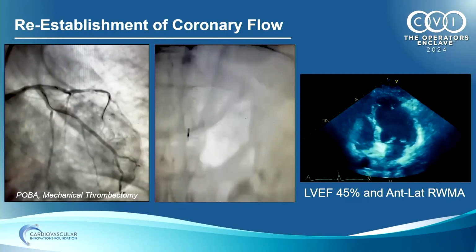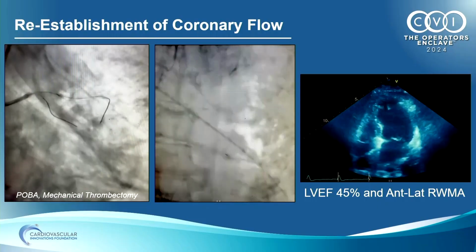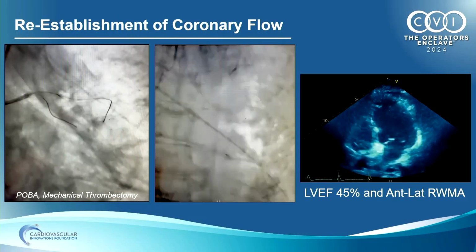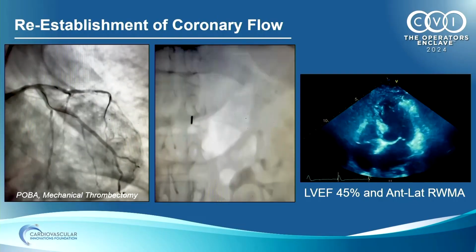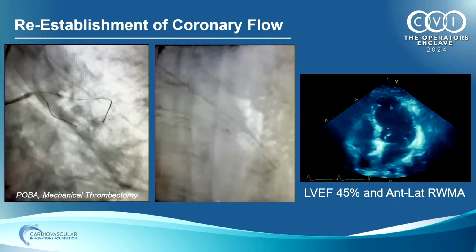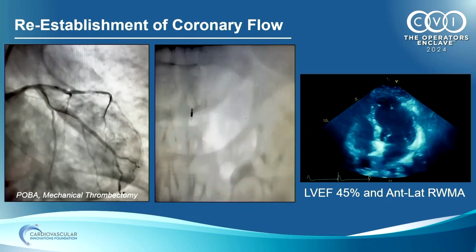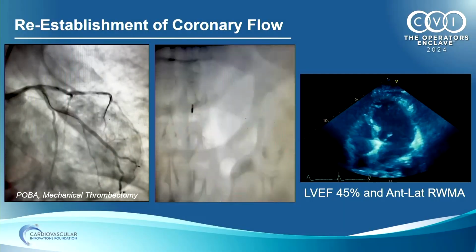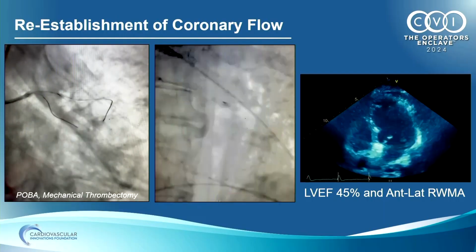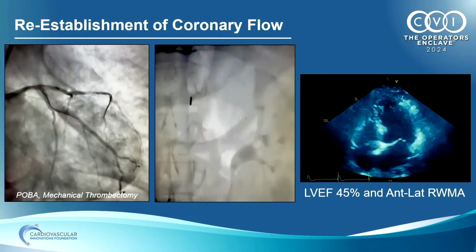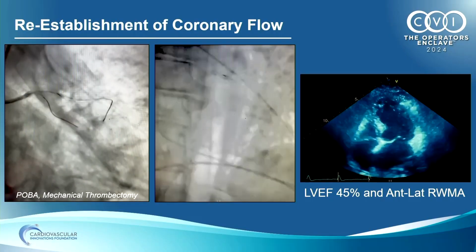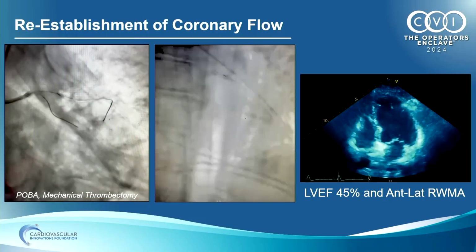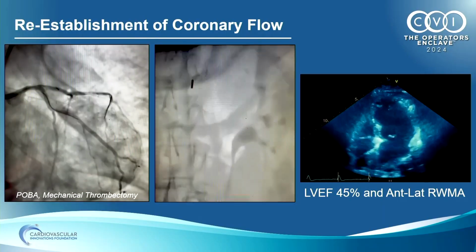The operators at this time decided to transition from radial access to femoral access. Both wires were inserted to gain distal wire access to the LAD as well as the circumflex. There was mechanical thrombectomy as well as plain old balloon angioplasty employed to reestablish coronary flow. The patient left the outside hospital cath lab with an intra-aortic balloon pump, and you can see that their wall motion is mildly impaired with persistent anterolateral regional wall motion abnormalities.